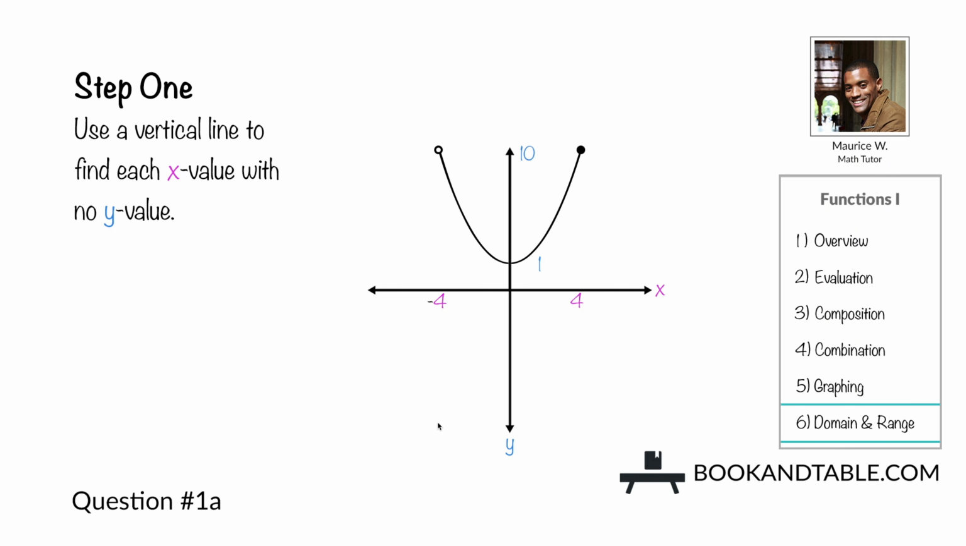Question 1a, we'll first focus on finding the domain of this function. So step 1, use a vertical line to find each x value with no y value. We'll start towards the left and make our way to the right. At the very end of this function, where x is equal to -4, there is no y value. We continue along the curve, and we see all x values are accounted for until we reach x is +4. So the domain would be parenthesis -4, comma, +4, with a bracket to the right.